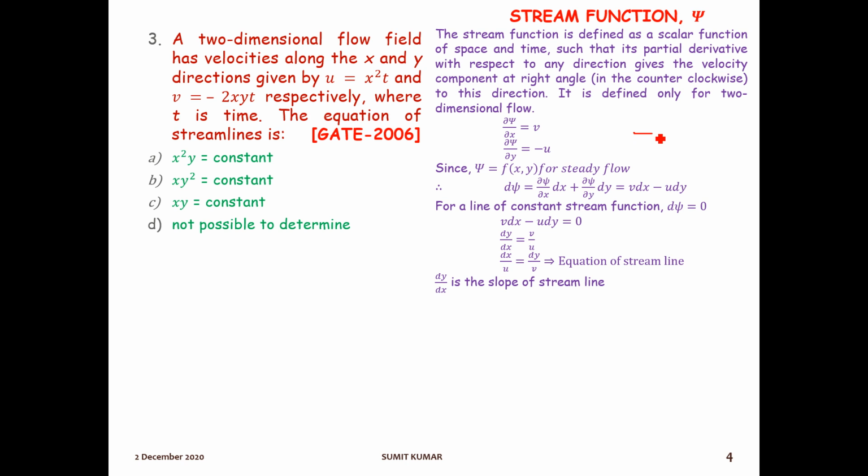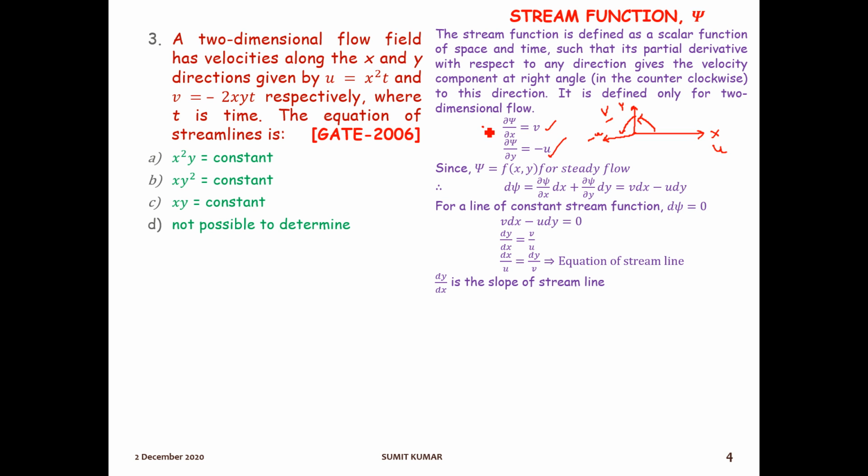Okay, just suppose this is the x axis and this is the y axis. Along the x axis the velocity is u, along the y axis the velocity is v. From the definition of a stream function, the derivative of psi with respect to any direction, suppose for x, del psi by del x, will give you the velocity component at right angle in the anti-clockwise direction, which is v. Similarly for y, del psi by del y will give you the 90 degree anti-clockwise velocity component, which is minus u, in the negative direction. So the definition of a stream function is that the partial derivative with respect to any direction gives the velocity component at right angle.